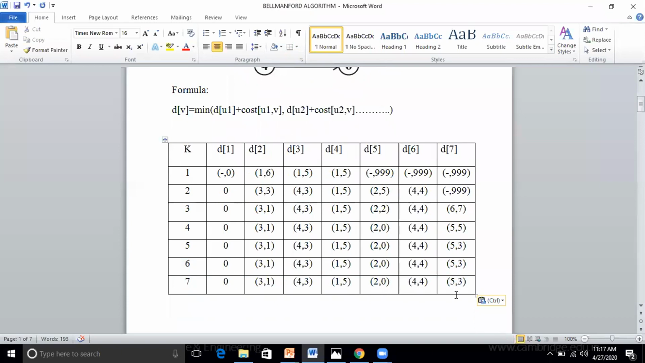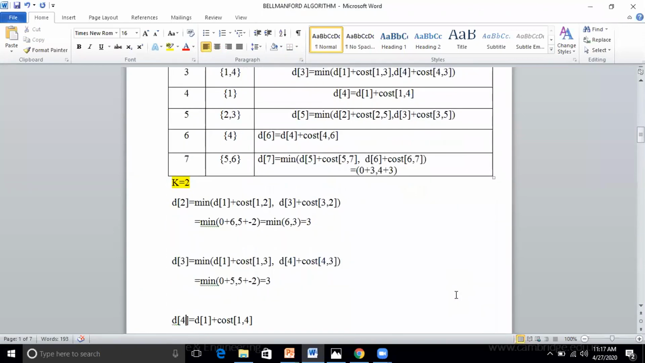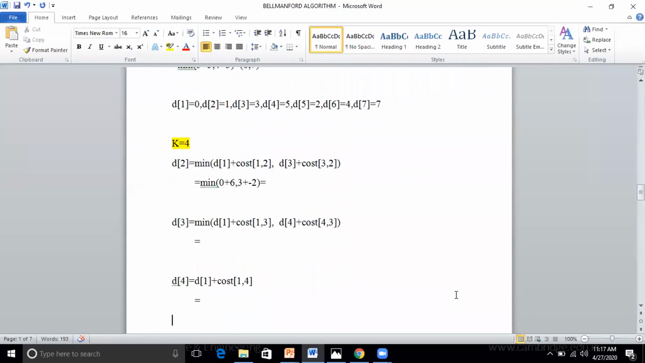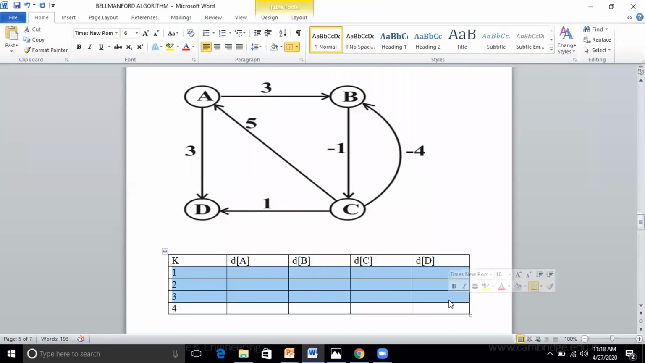Understood, right? Yes. Shall we go for another problem? Yes, sir. Okay. Now we'll go to the next problem. Tell me, in this graph, how many vertices are there? 4 vertices are there. So n minus 1 times we'll be doing to find the shortest path, and the last iteration we are computing to check whether the graph has a negative cycle or not.